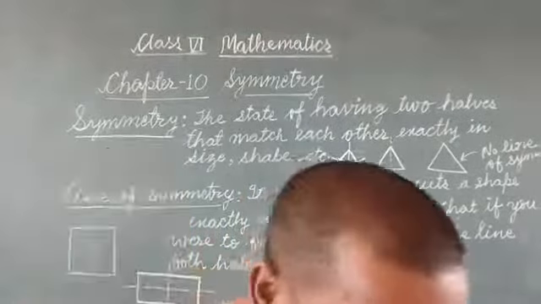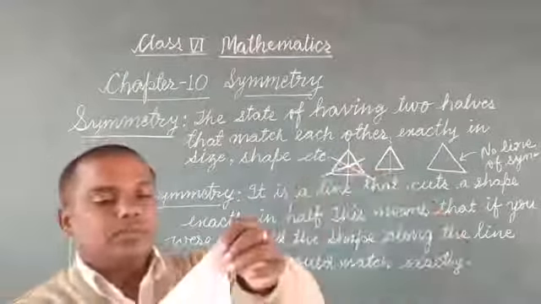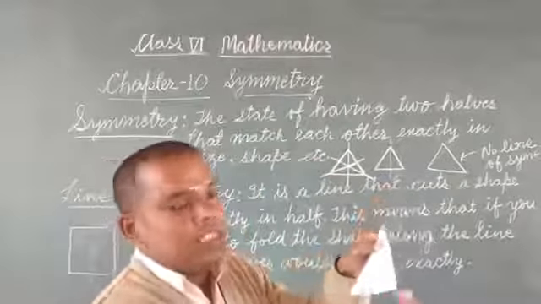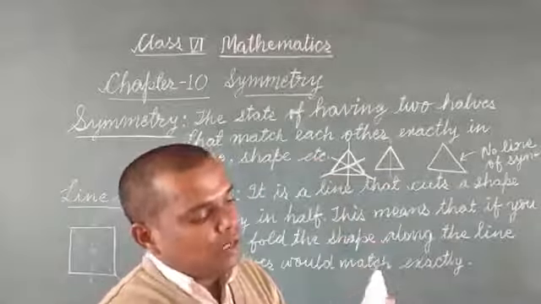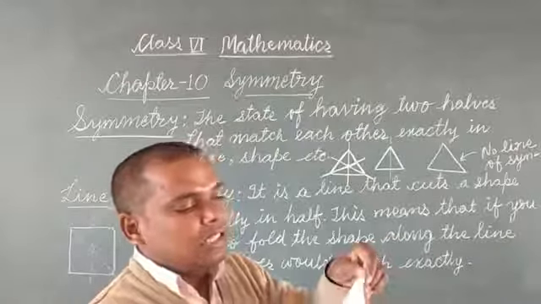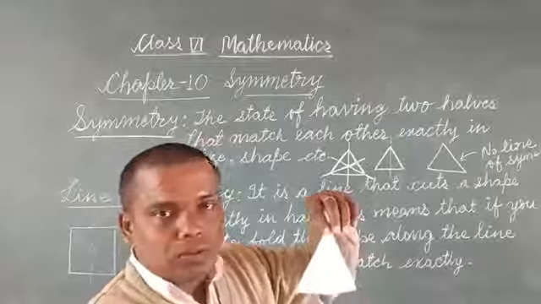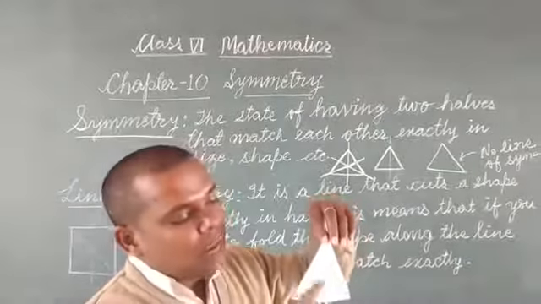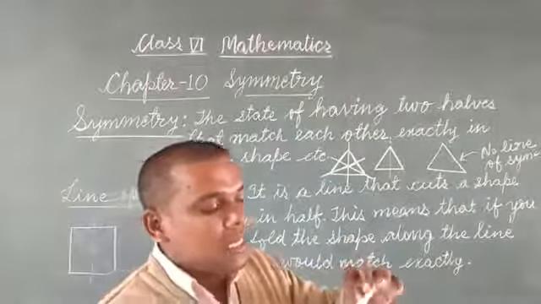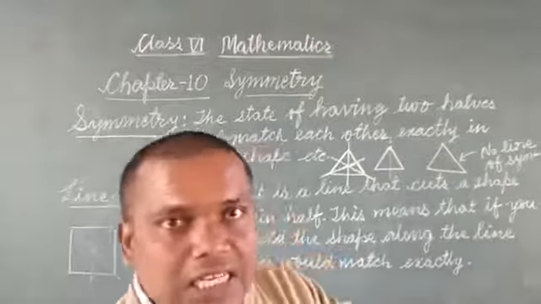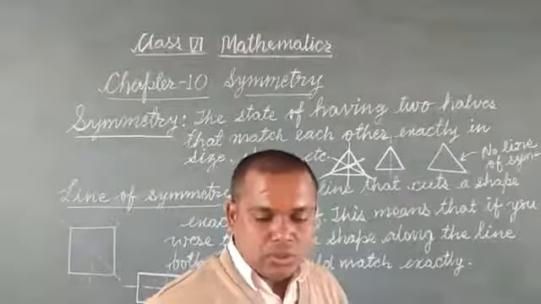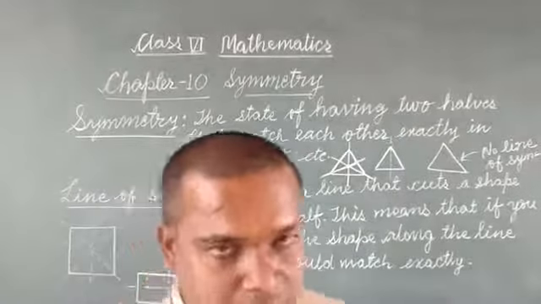Look at here, I have an isosceles triangle. This side and this side are equal and this is not equal. So I am going to fold around this side. See, this line is exactly in the middle of the figure. So this half and this half exactly cover each other. Means an isosceles triangle has one line of symmetry only. So I hope you understood line of symmetry.